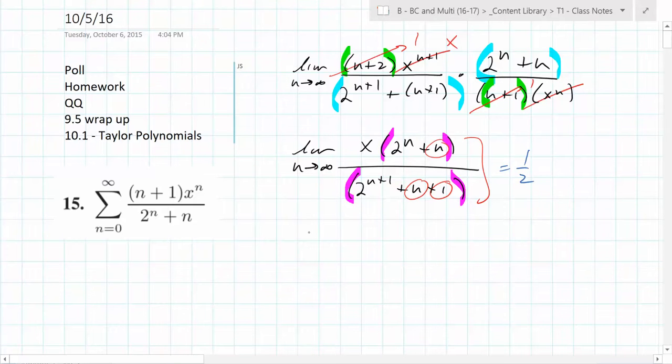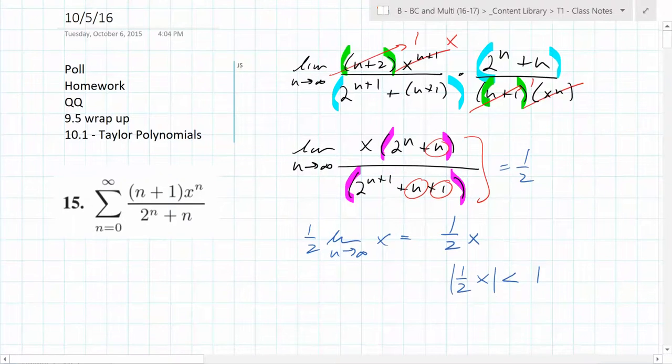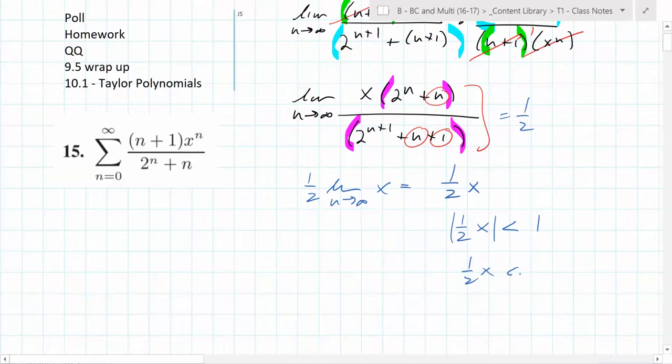So what do you end up with? You end up with 1/2 times the limit as n goes to infinity of x. So what's that going to be? 1/2 x, right? Do you agree with that? And for that to converge, what has to be true? The absolute value of this has to be less than 1, right? So 1/2 x has to be less than 1, and greater than negative 1. So x is between negative 2 and 2. So what's the radius? 2.